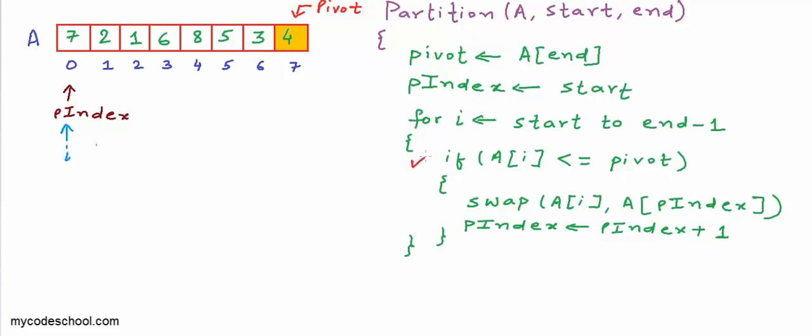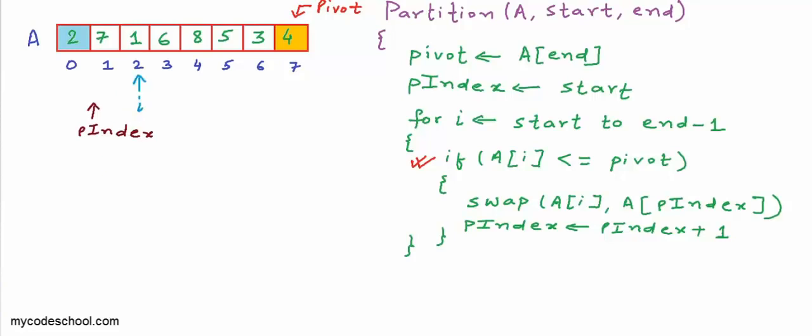We will come to this conditional statement. 7 is not less than or equal to 4, it is greater than 4. So no swapping will happen, I will simply get incremented. Now I will be 1, and 2 is lesser than 4. So we will swap the elements at index I and at index P index, and now P index will be incremented. At any stage, all the elements to the left of partition index will be lesser than the pivot.